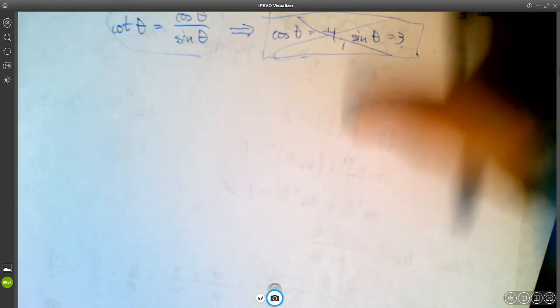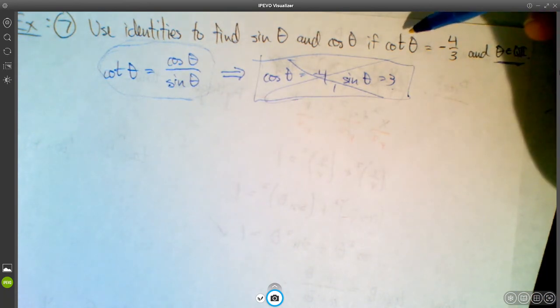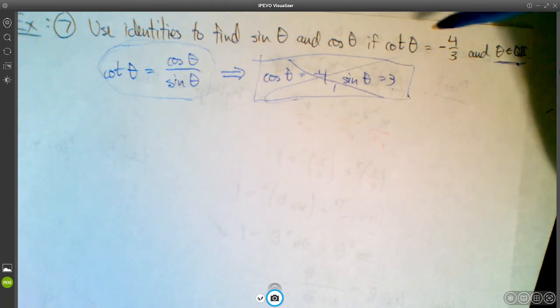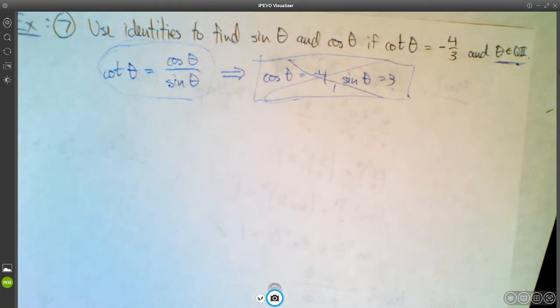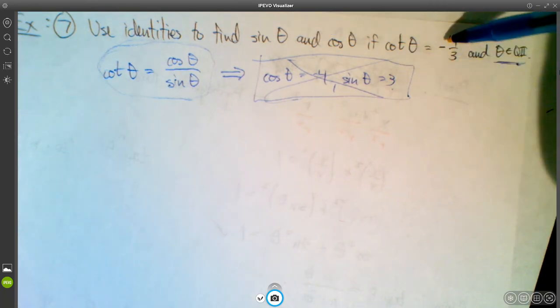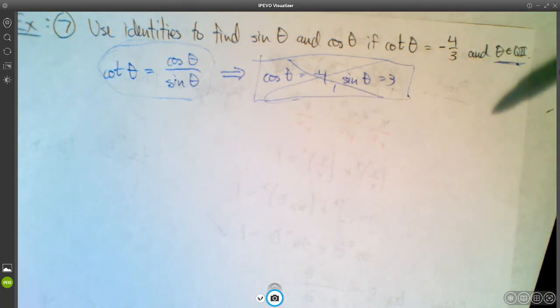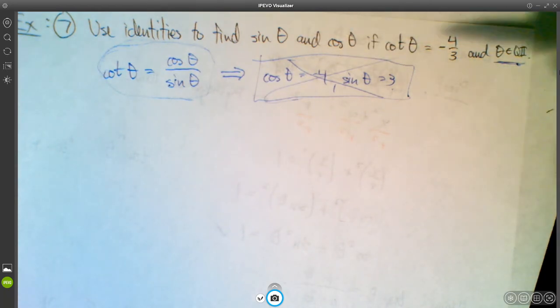So we have to try to use a different identity. We have a Pythagorean identity that involves cotangent. It says that 1 plus cotangent squared is cosecant squared. So if we can use that identity to solve for cosecant, well, sine is just the reciprocal of cosecant, and so then we'll have sine. And once we have sine, we can use this identity to find cosine, or we could use a Pythagorean identity or something like that. There are multiple ways that we could do this.